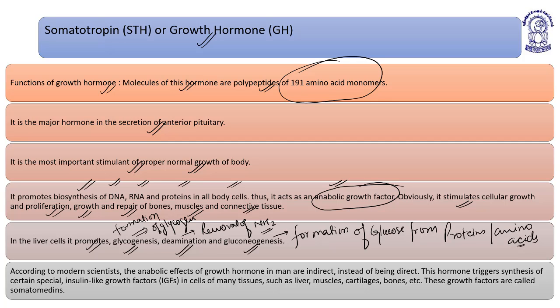According to modern scientists, the anabolic effects of the growth hormone in man are indirect instead of being direct. This hormone triggers synthesis of certain special insulin-like growth factors in cells of many tissues such as liver, muscles, cartilage, and bones. These growth factors are called somatomedins.